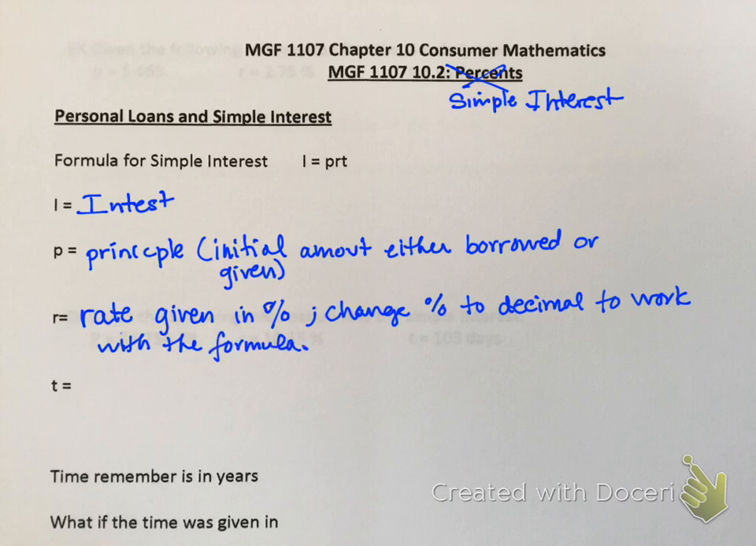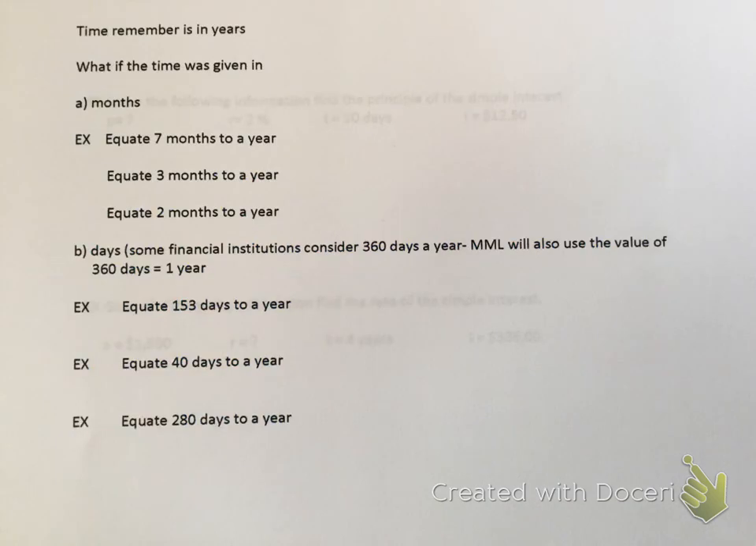All right, and T equals time. So time has to be given in years. So if it's not in years, you have to equate it as such. So once again, very important, time is in years. So let's see what happens when the time is given in months. So the first example, it says equate 7 months to a year.